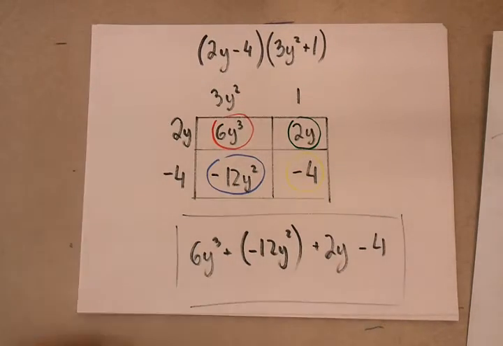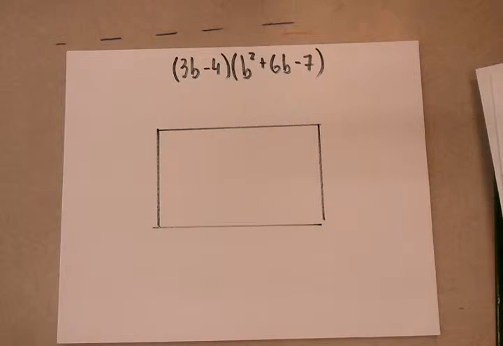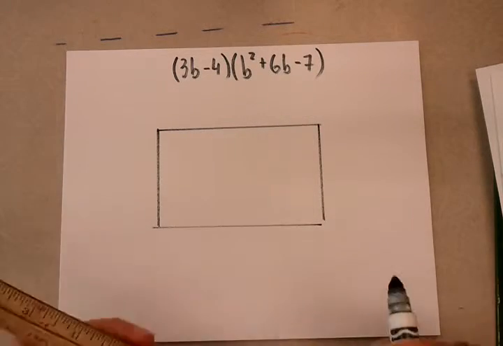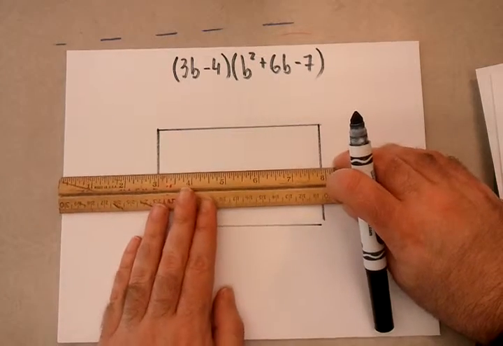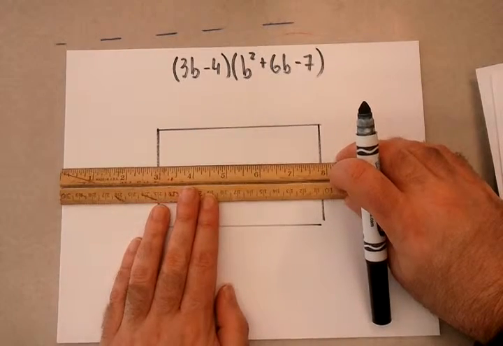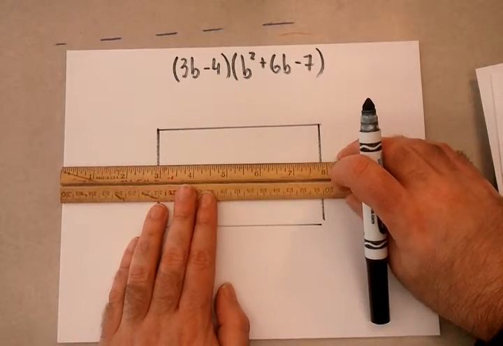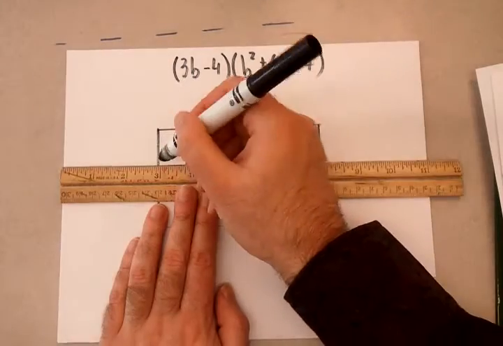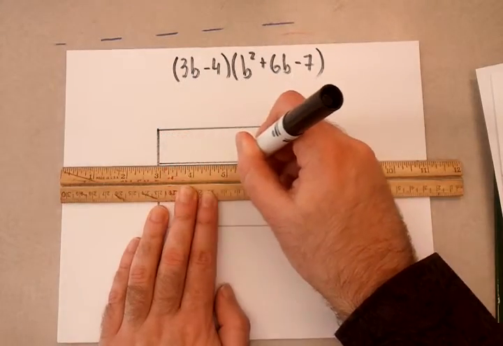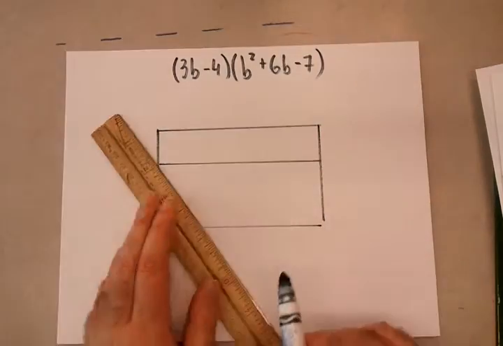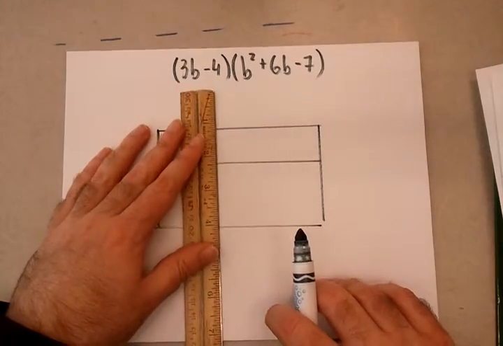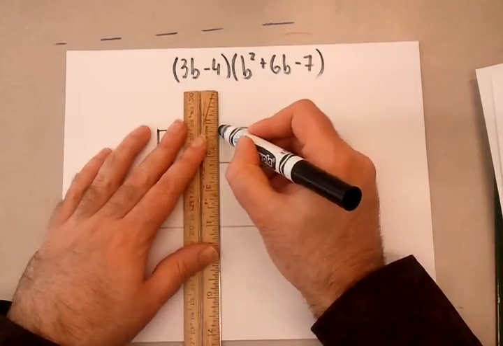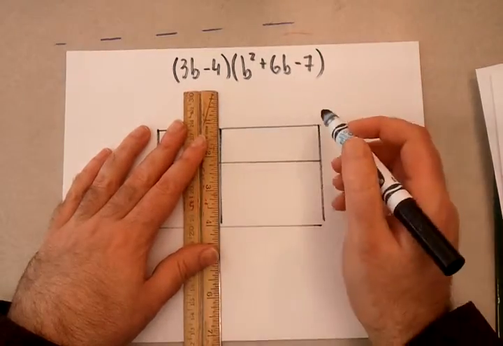Now, if you use the FOIL method, would you come up with the exact same answer? Yes, but this is just a different way of doing it. So now I'm going to show you how to deal with a problem that is a multiplication of something more than just two binomials. So here I have a multiplication of a pair, so a binomial and a trinomial. So instead of just being a binomial and a binomial, we are multiplying a binomial and a trinomial.